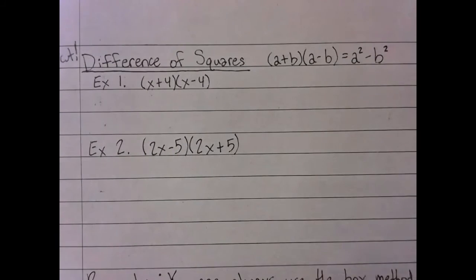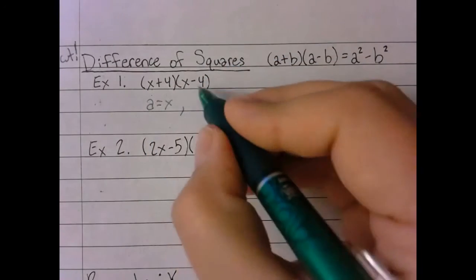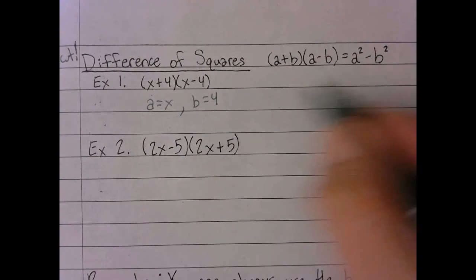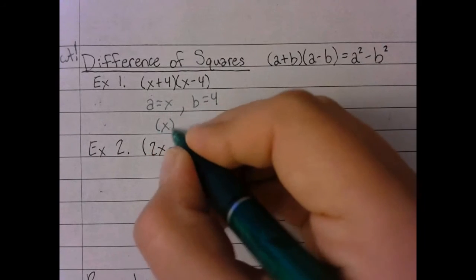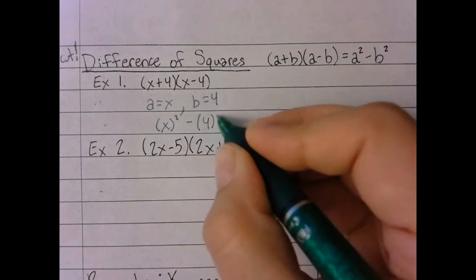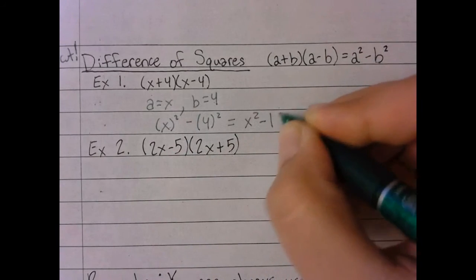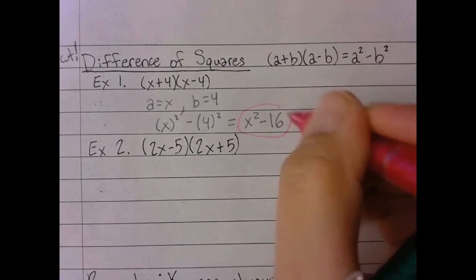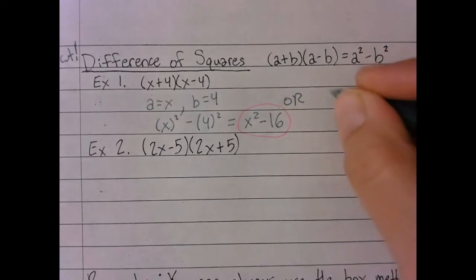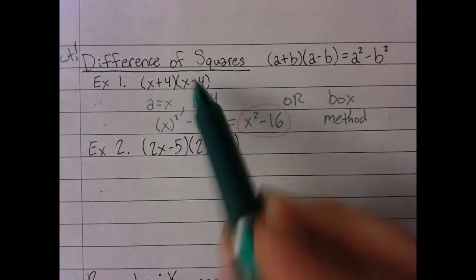So here's what we mean. We got x plus 4, x minus 4. So instead of a, we now have x. Instead of b, we now have 4. Well, this formula says that we can have a squared, so x squared, minus whatever b is, that's 4 squared. Well, that's x squared minus 16. And if you want, you can double check, use the box method. Check it out, see if it works.